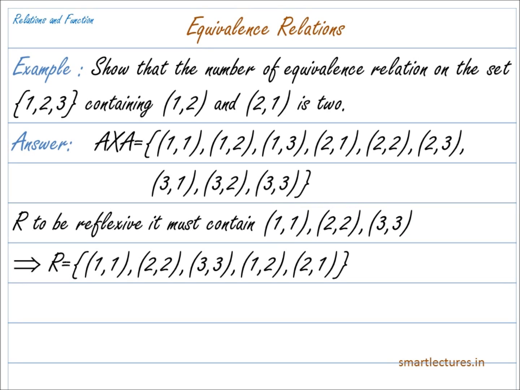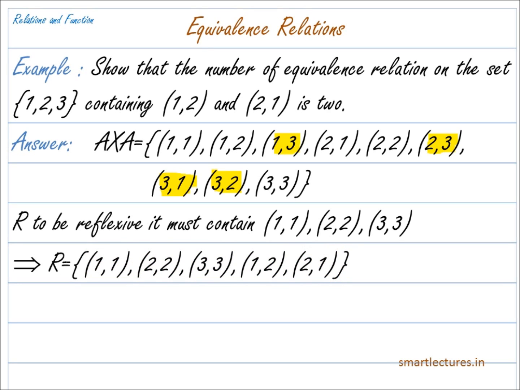Now here (1,2) is present and (2,1) is also present, so it's symmetric. Similarly, (1,2) and (2,1) are present, then (1,1) is also present. So this relation is an equivalence relation. So the smallest relation containing (1,2) and (2,1) on the set {1, 2, 3} is R equal to {(1,1), (2,2), (3,3), (1,2), (2,1)}. And in A cross A, you can see we are left with 4 pairs.